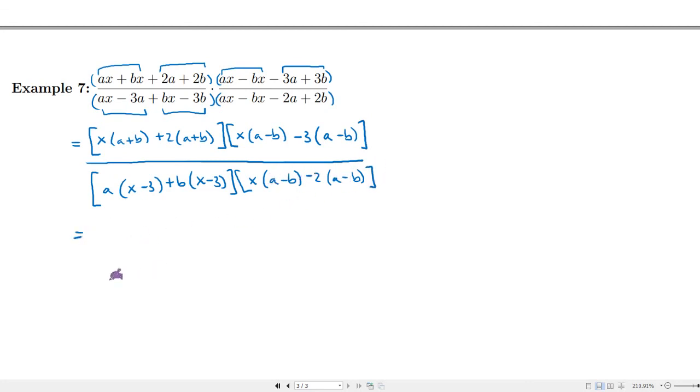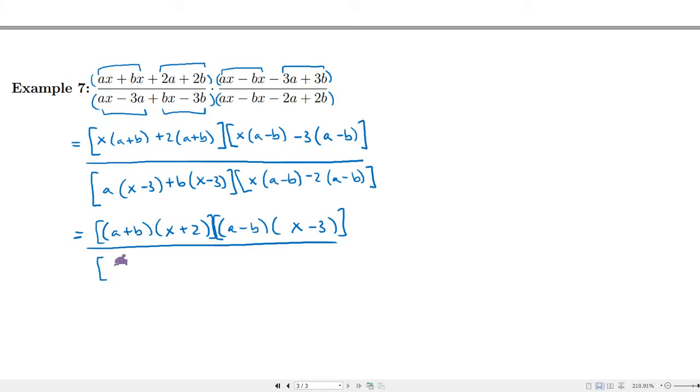And now we can factor a little bit more. Don't start reducing. Do not reduce until you have full factorization. Okay, so factoring a little bit more, a plus b out, we would be left with x plus 2. Factoring out a minus b over here, those are your square brackets, but we can drop those at this point. Factoring out a minus b, we're left with x minus 3. Then factoring out x minus 3, we're left with a plus b. Factoring out a minus b, we are left with x minus 2.